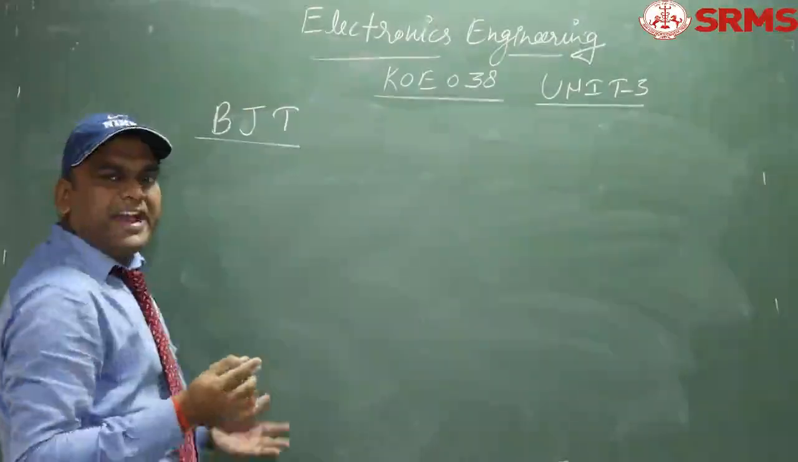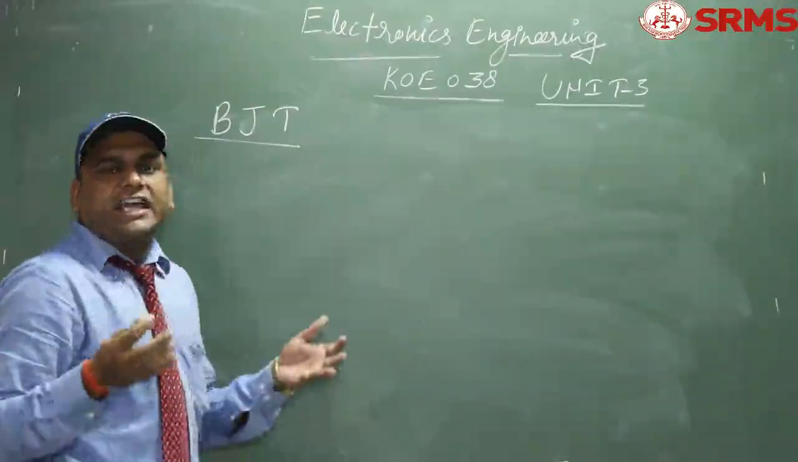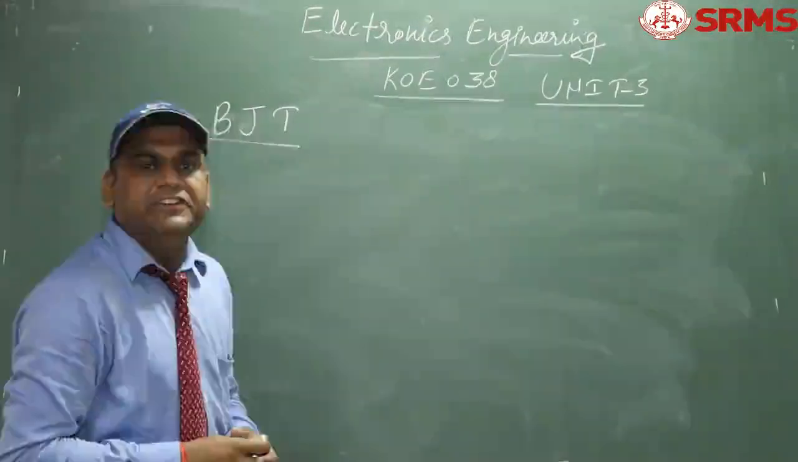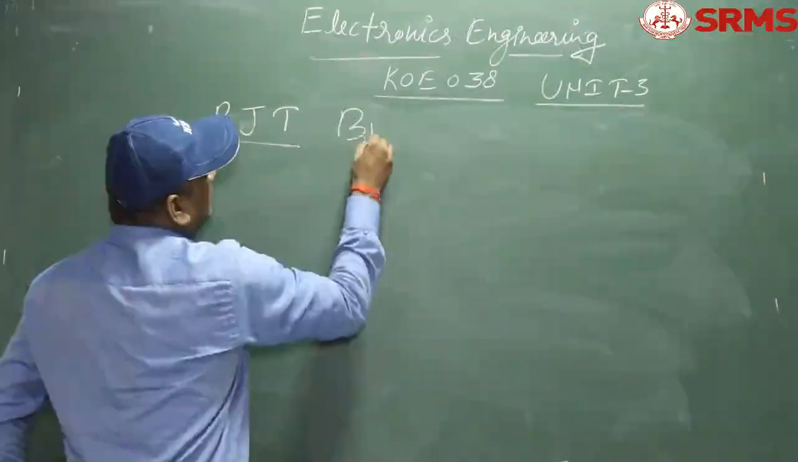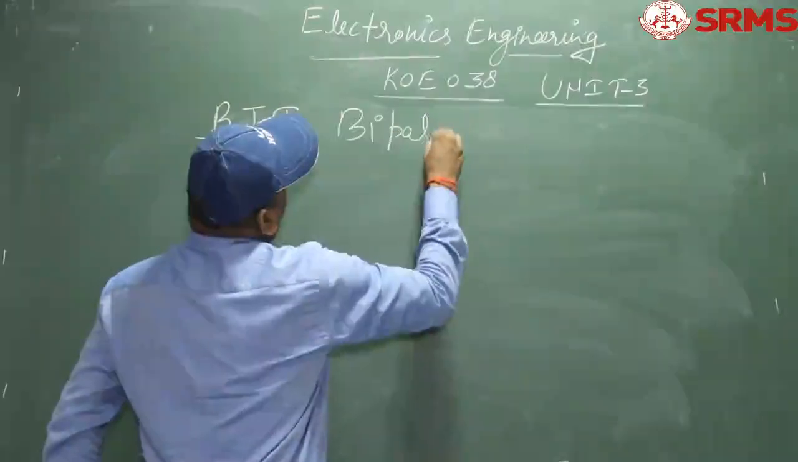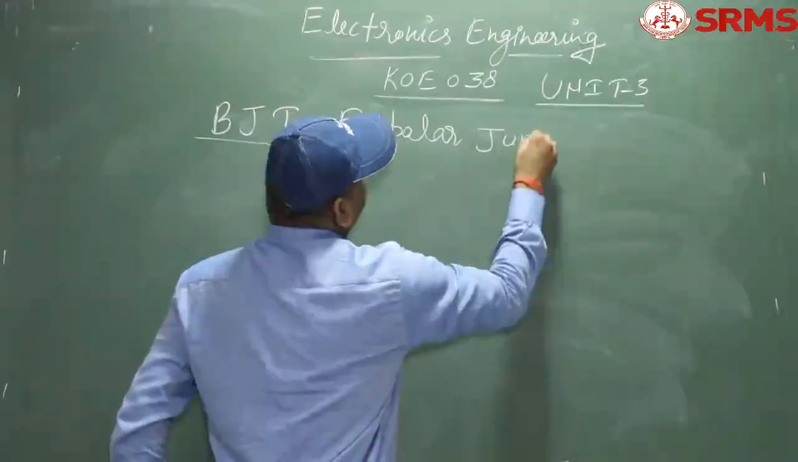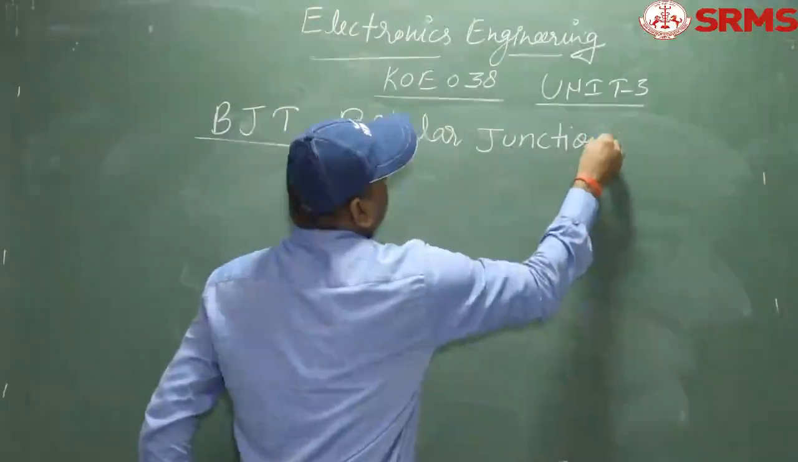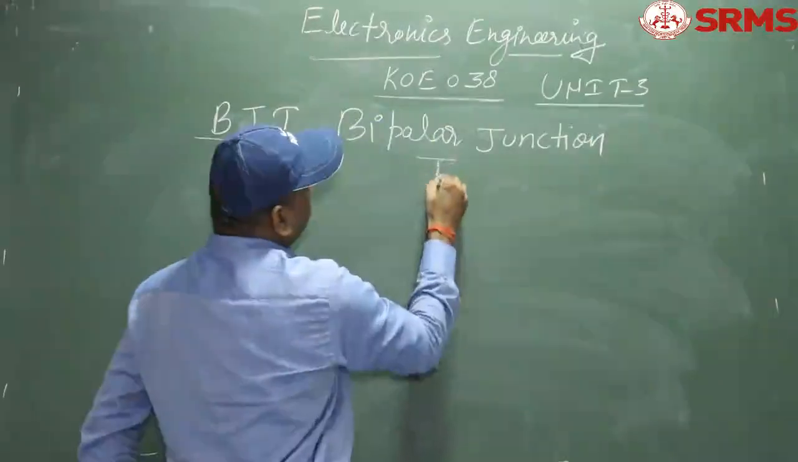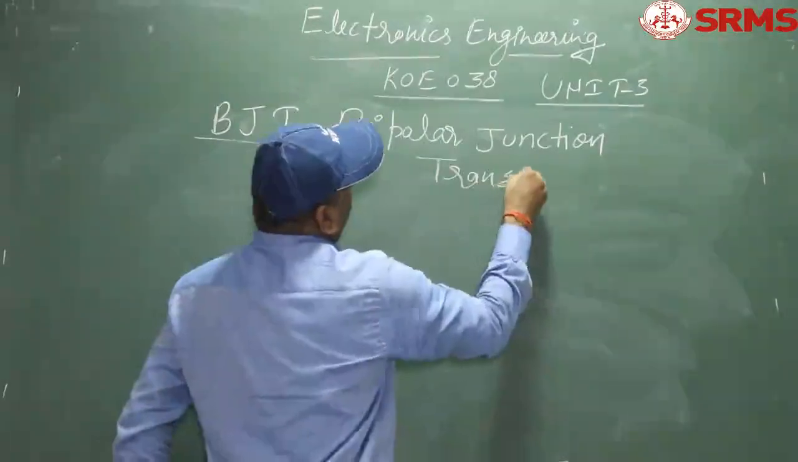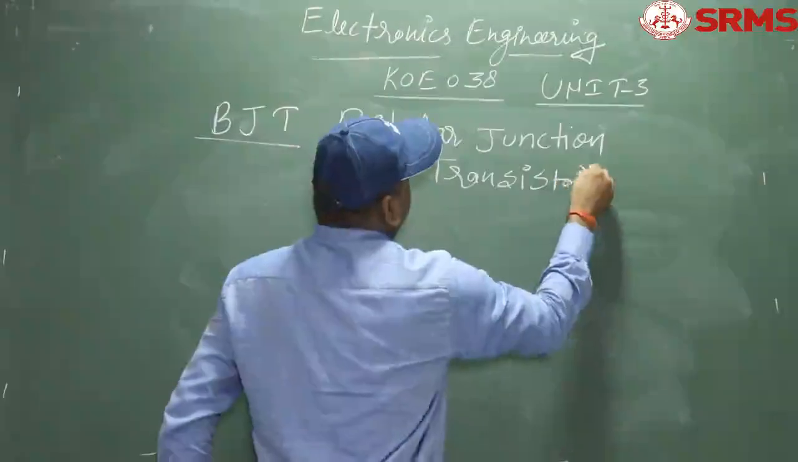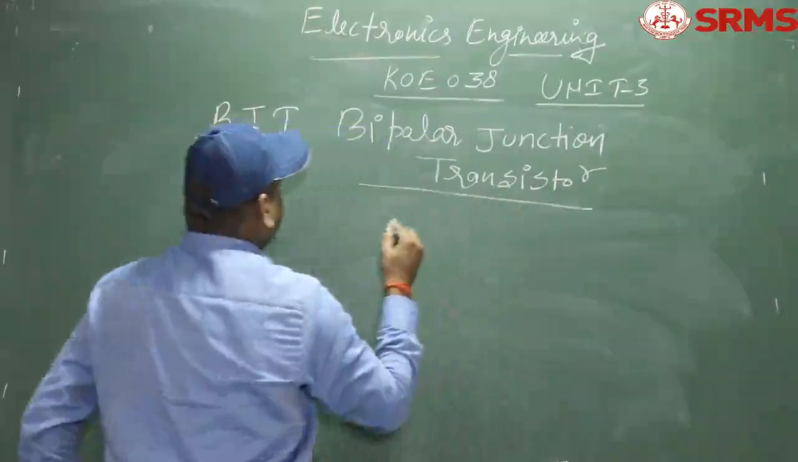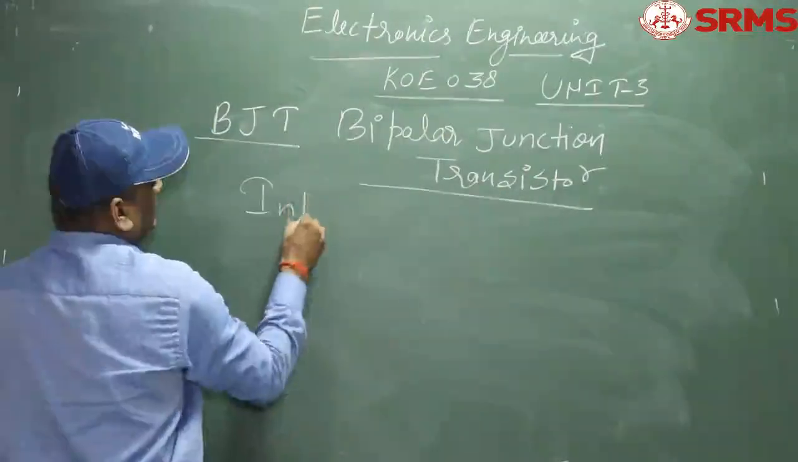BJT stands for the bipolar junction transistor. Why it is called so, bipolar junction transistor, we will discuss. Bipolar, junction, transistor. So we will start with the introduction of BJT.